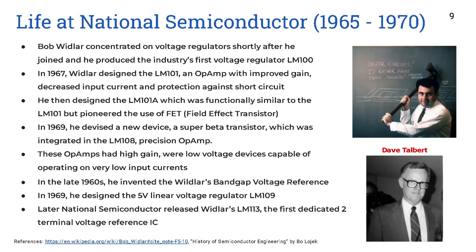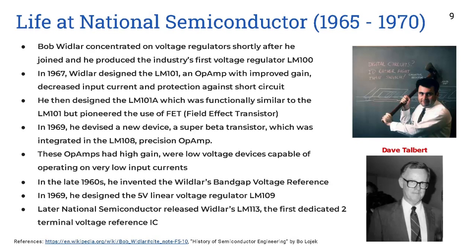Using this Widlar band gap voltage reference in 1969, he designed the 5 volt linear voltage regulator LM109, and this was the first 5 volt linear voltage regulator. Later National Semiconductor released Widlar's LM113, the first dedicated two-terminal voltage reference IC. This LM113 was kind of like the Zener diode, where you reverse bias it and it maintains a constant voltage difference across the two terminals.